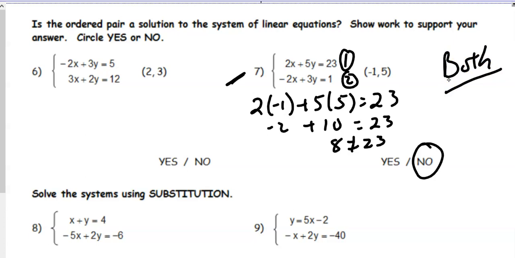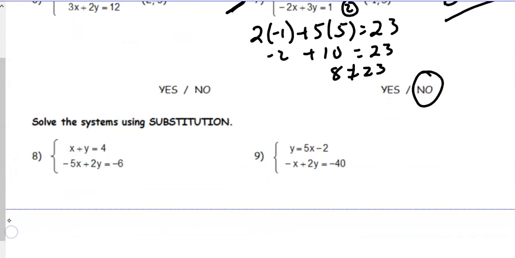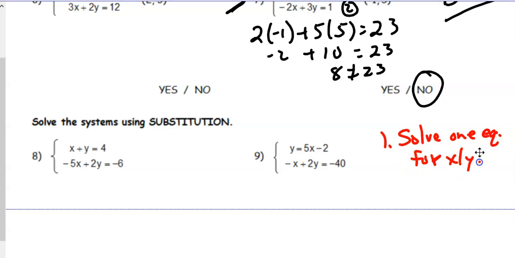Okay? Our second method of solving is substitution. We're going to try number 8 with this one. With this, you want to solve one of the equations for a variable. So solve one equation for x or y. Doesn't matter which one. Pick one. Well, I'm going to solve the first one. Neither one of them has numbers in front, coefficients. So pick one. I'll just solve it for x. So subtract over a y.